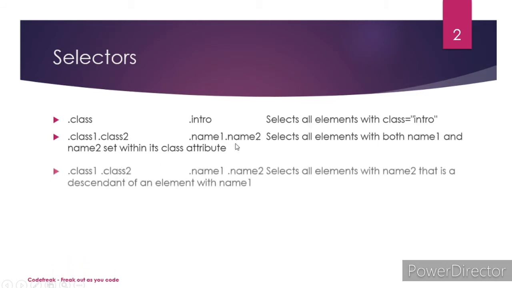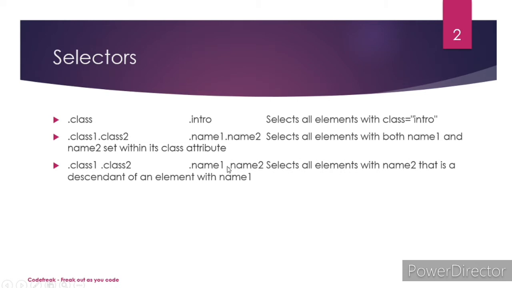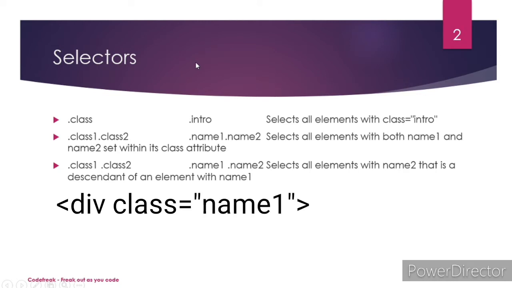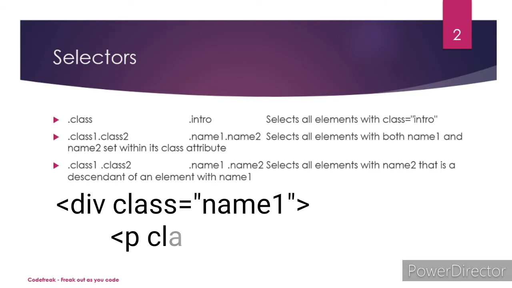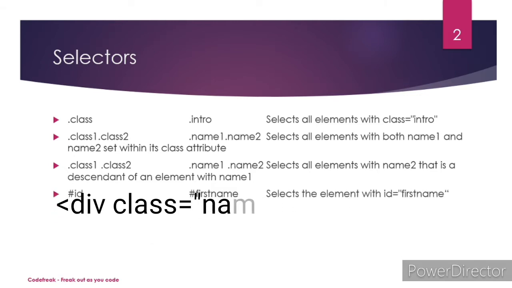All right. Next, if you have a space here, then there is something different. It selects all the elements with name2 that are descendants of the element name1. If you have a div tag with the name1 class, and inside that you have, say, four or five paragraphs which have the class name2, it selects all the paragraphs with the class name2 inside that particular div which has the class name1. So that is the basic explanation. You can read it once more, it's quite self-explanatory.